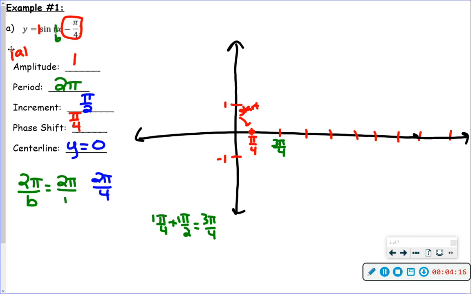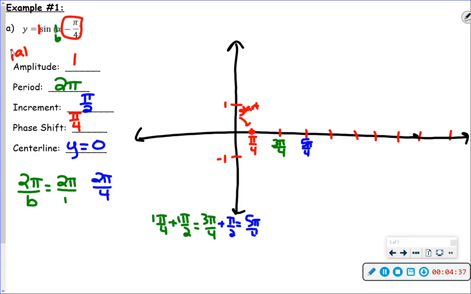Okay, scaling again by 1/2 pi. So now I'm going to add another 1/2 pi to that. Now, some of you might be able to do that in your head. 3/4 plus 1/2, or 2/4, 3/4 plus 2/4, 5/4. That's my next label.